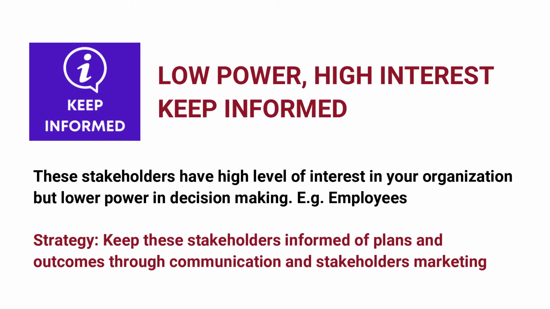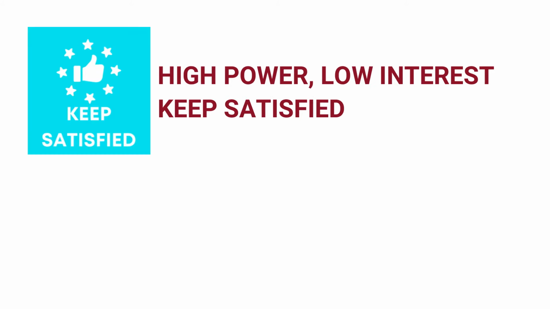Next, low power, high interest group. These stakeholders have a high level of interest in your organization but lower power in decision making. Example, employees. The strategy to manage these stakeholders would be to keep them informed of plans and outcomes through communication and stakeholder marketing.